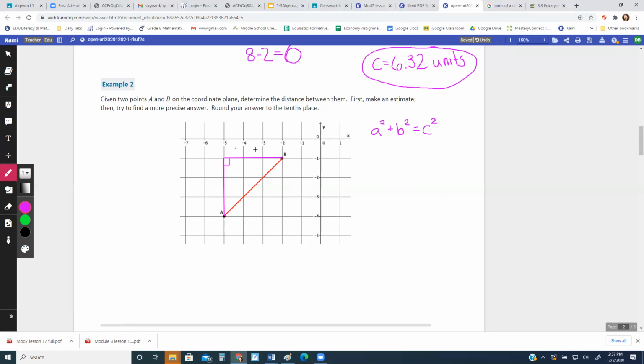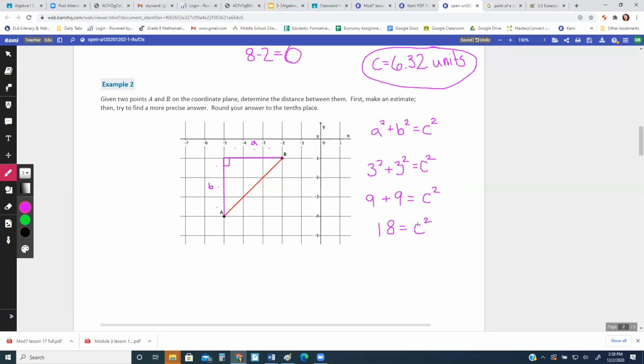So let's count. We have 1, 2, 3. So if this is a and this is b, I'm going to have a is 3. So 3 squared plus, let's count b, 1, 2, 3, 3 squared equals c squared. Well, what's 3 squared? 3 squared is 9. 3 squared is 9. Equals c squared. 9 plus 9 is 18. 18 equals c squared.